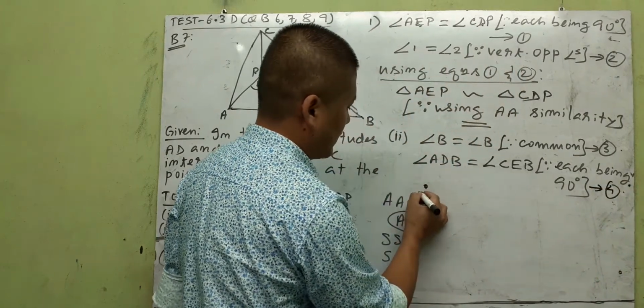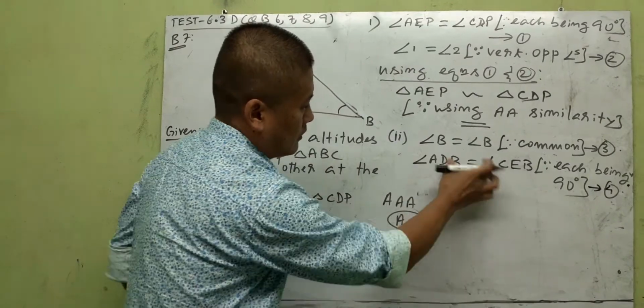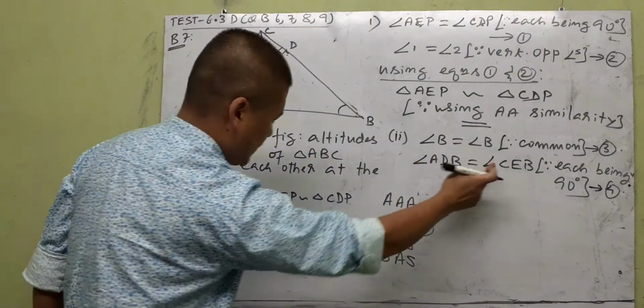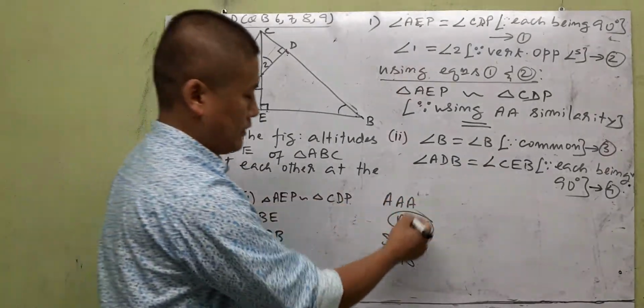So like we have done in the first case, two angles of this first triangle ABD are equal to these two angles inside this triangle CBE. So if two angles are equal, then the triangles are similar by AA.